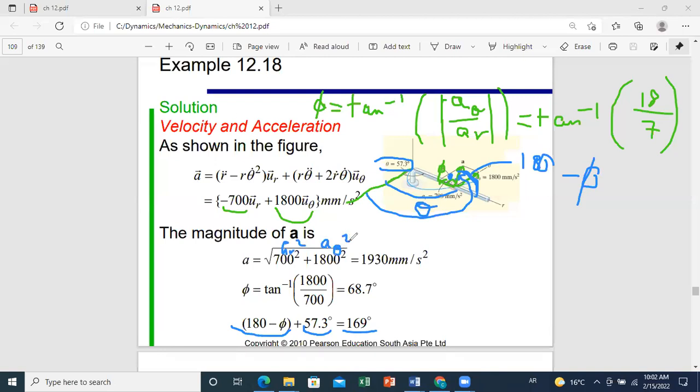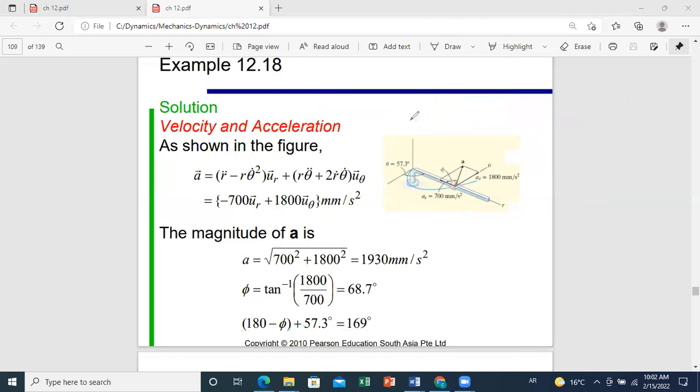Any question on this? Okay, let us do another problem. Doctor, why did we do the absolute value?